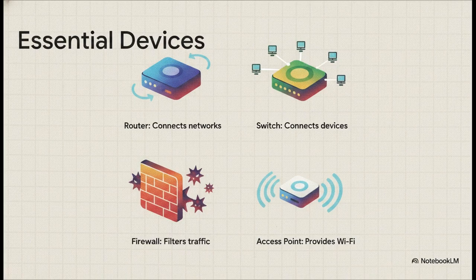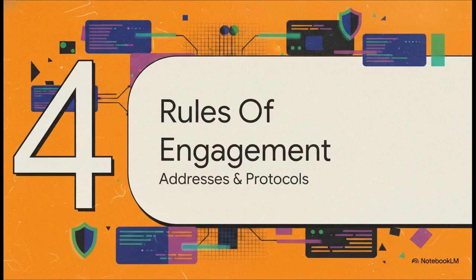And finally, the access point. This is essentially the radio tower, providing the Wi-Fi connectivity so your devices can even join the network in the first place. Let's look at how they all talk to each other in Section 4, Rules of Engagement.